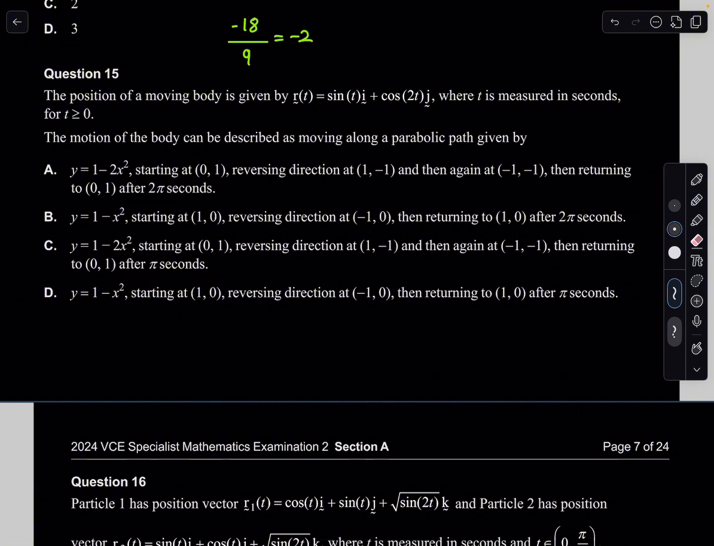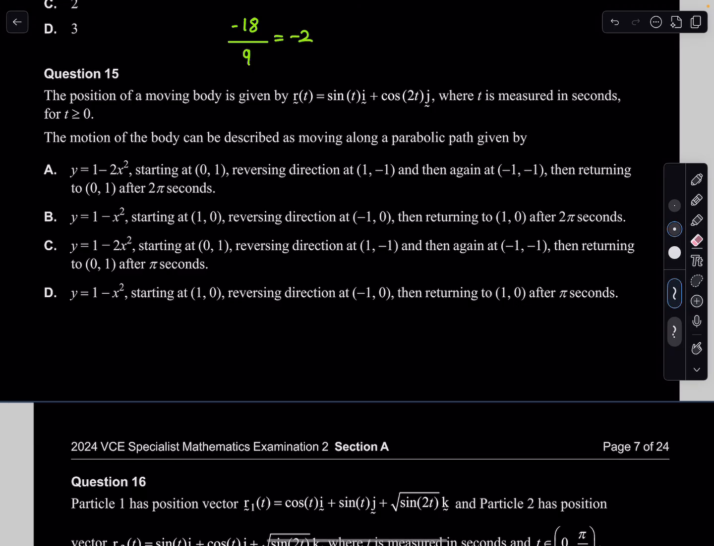So the motion of the body can be described as moving along a parabolic path given by these. Okay, so we've got the equation we need to find, and it says starting at (0, 1), reversing direction at (1, -1), and then again at (-1, -1), then return. First, the easiest thing is just to find the equation. It's really easy to find the equation of the parametric curve.